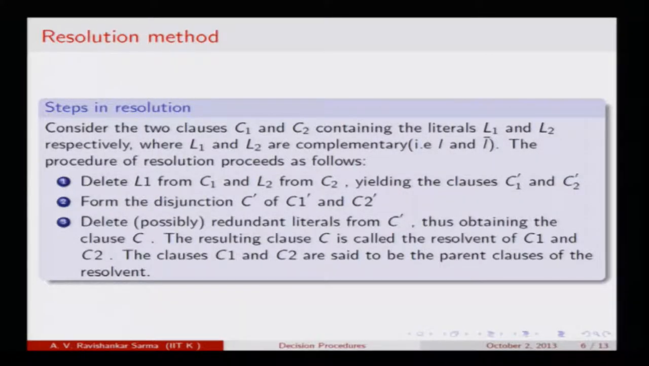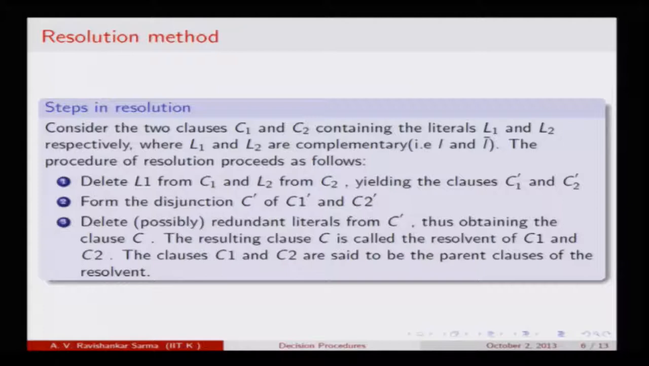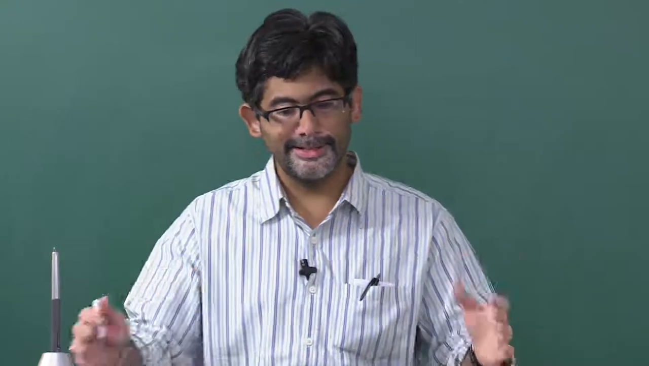Now this is the resolution method. What are the various steps that we employ in the resolution method? What is it that we are trying to resolve? Consider two clauses C1 and C2. First of all, you need to note that this applies only to conjunctive normal forms. It is only in the context of conjunctive normal forms that you can talk about the resolution refutation method. Now consider the two clauses C1 and C2 containing literals L1 and L2 respectively, and L1 and L2 are complementary to each other. That means one literal is L, and another literal is L bar, that is, not L. A literal and its negation are there in the given formula.